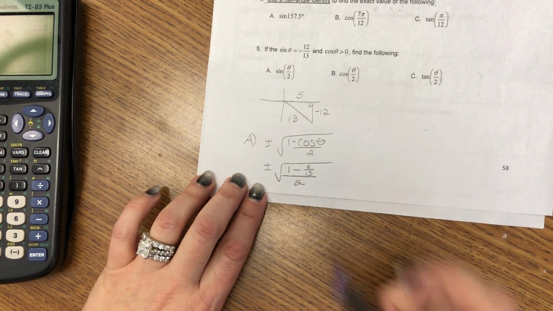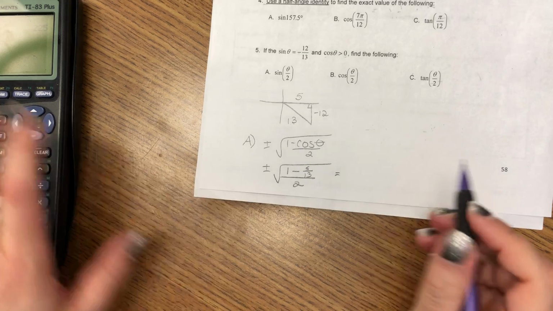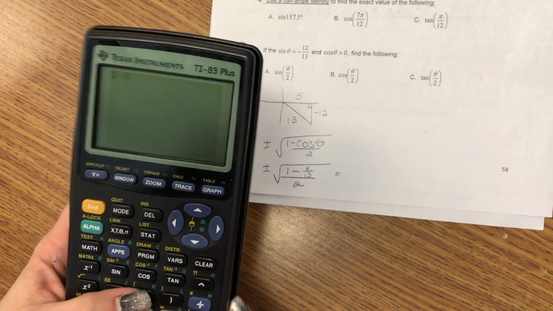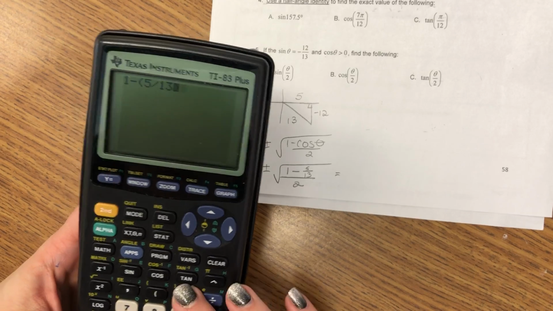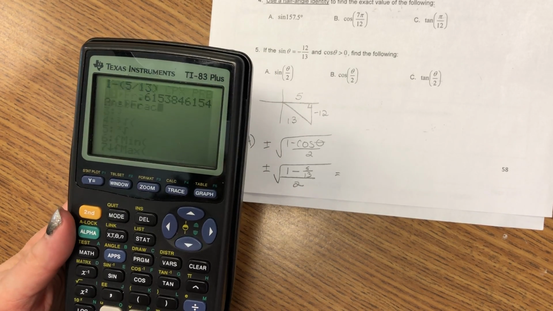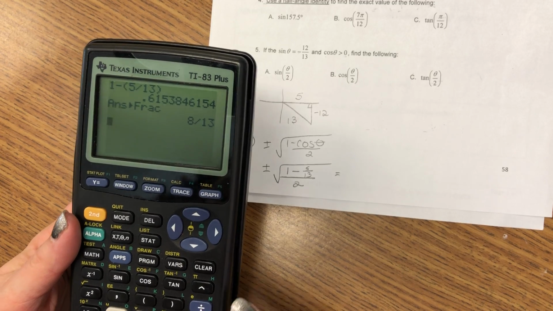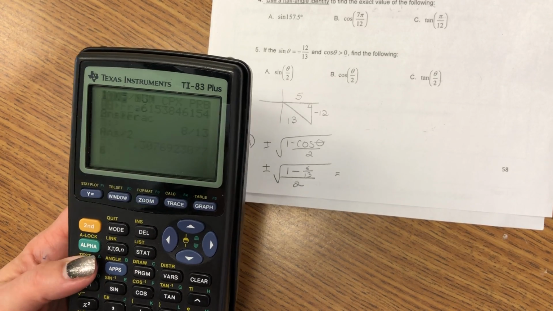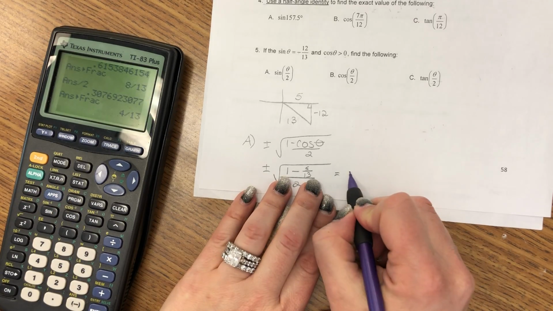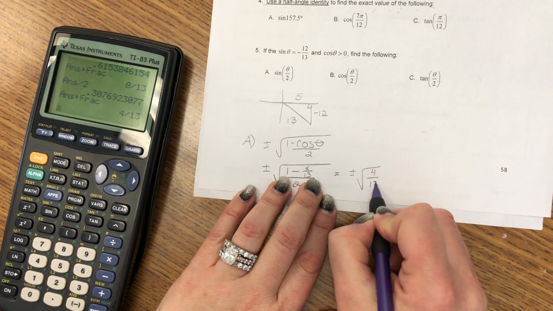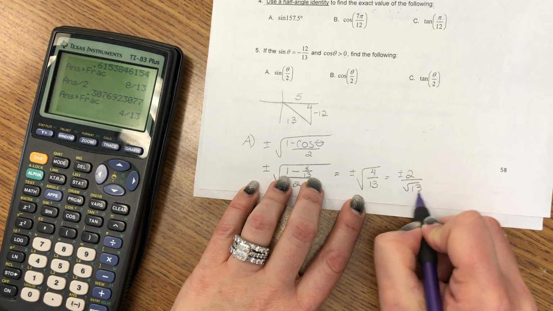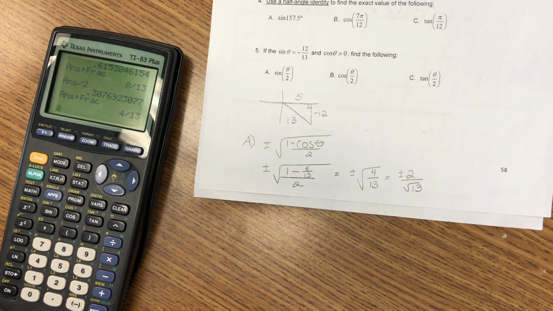Ugh. All right. To simplify that, let's use our calculator. So 1 minus 5/13 as a fraction is 8/13. But then I'm going to divide by 2 as a fraction, and I get 4/13. The plus or minus the square root of 4/13. Well, the square root of 4 is 2. And I'll leave the root 13 in the bottom.